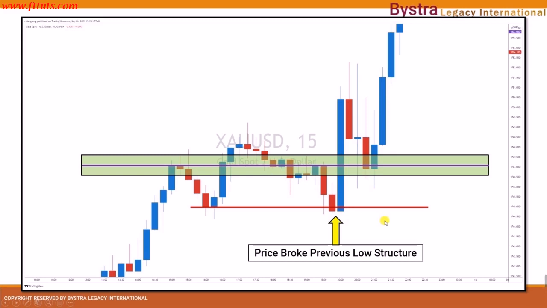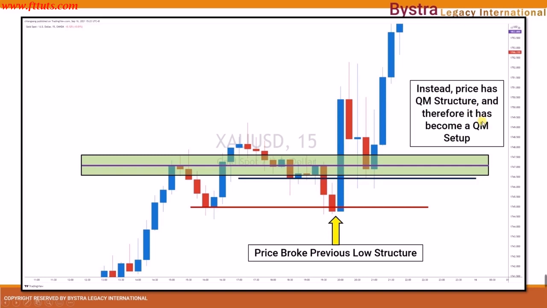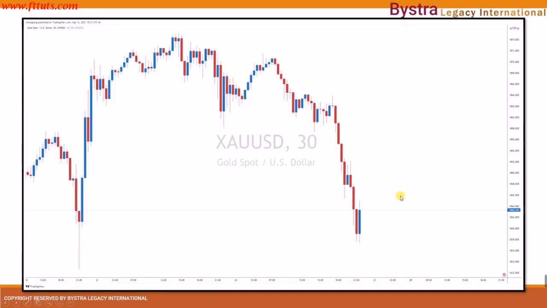Alright guys, make sure you know how to identify this. The QM setup you will learn at the next class. So here it has become a QM setup. This is another example I'm going to show you.